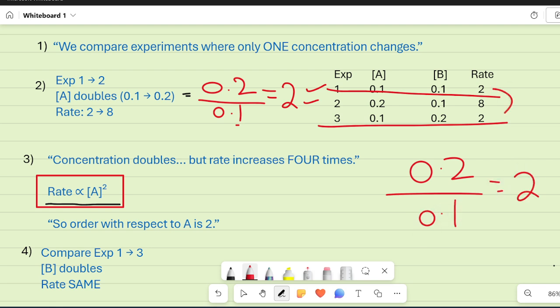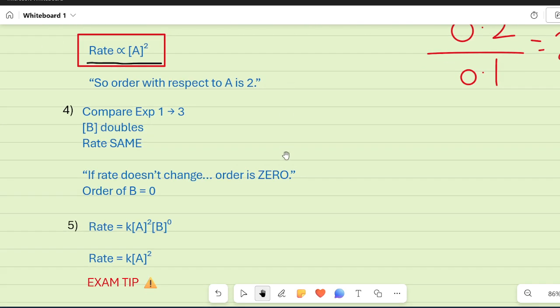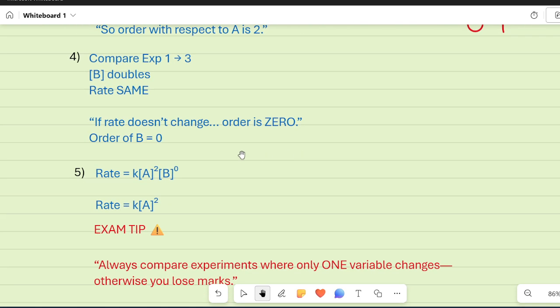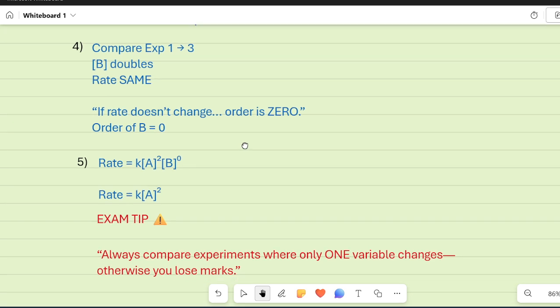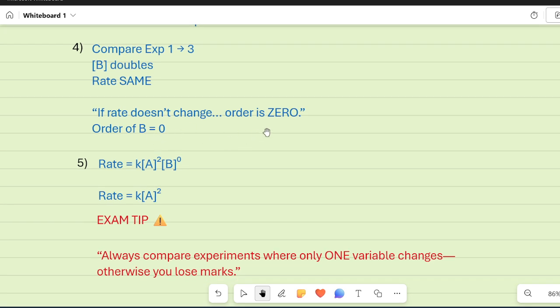What about the rate? Rate doesn't change, it remains constant. Okay, what does it indicate? It indicates that it doesn't matter how much B concentration you change, the order is not depending on the concentration of B. So with respect to B, the order is 0.